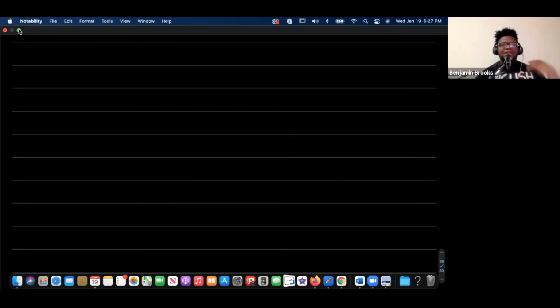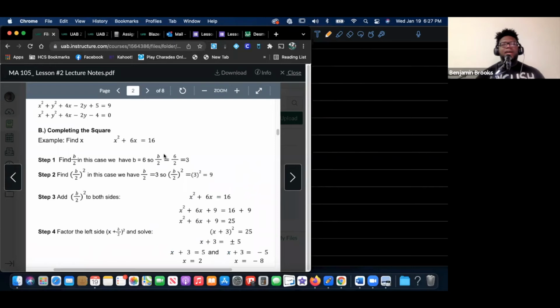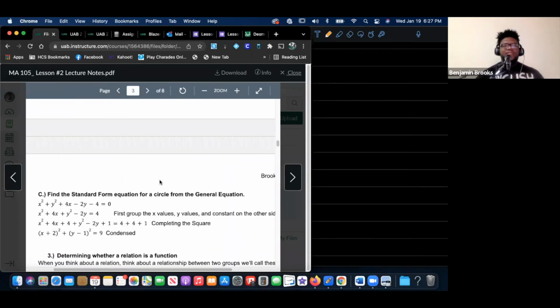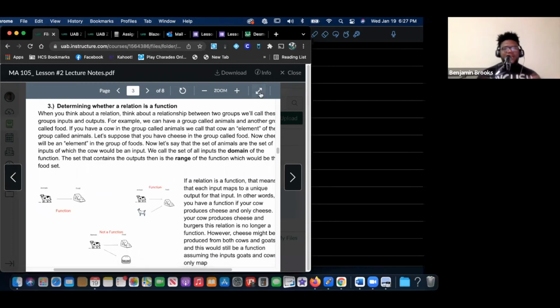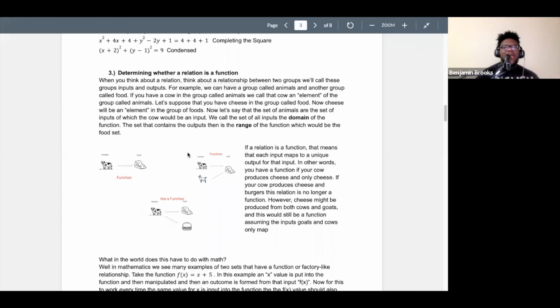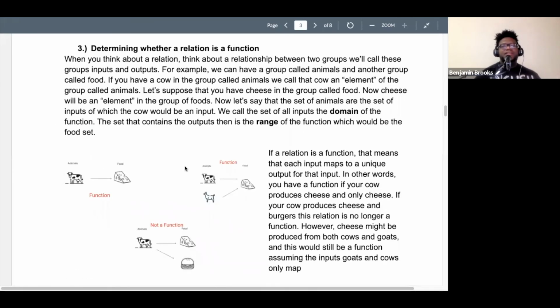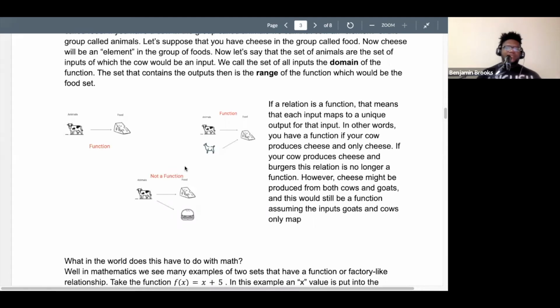Let's talk about functions. I did a pretty good illustration of this in my extra notes, so I'm going to use it here. Basically, you can think about a function as a relationship between two sets where each input is connected to one distinct output.